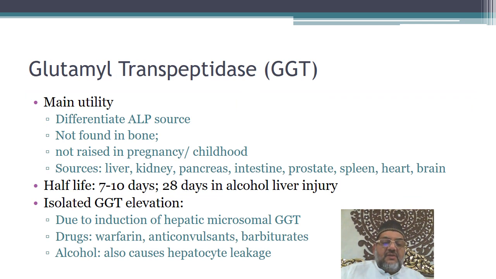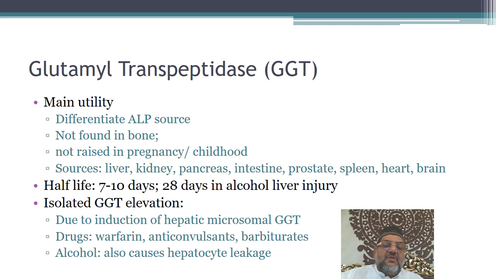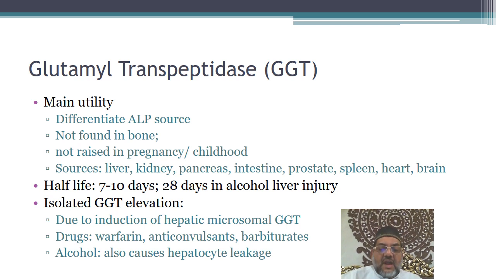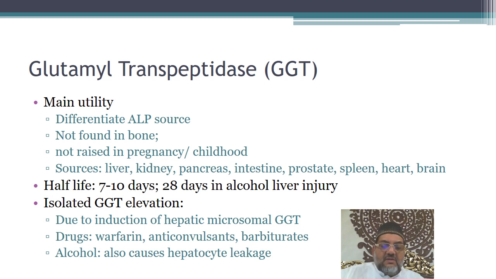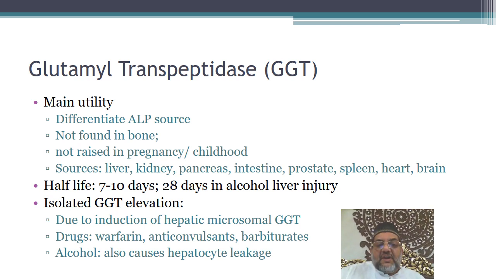Gamma GT's main utility is to differentiate the source of alkaline phosphatase, because it is not found in the bone, it is not raised in malignancy, neither is it raised in childhood. Its sources are liver, kidneys, pancreas, intestine, prostate, spleen, heart, and brain, but mainly it is present in the liver. If it is isolatedly elevated, it could be due to induction of the hepatic microsomal gamma GT. It could be because of drugs such as warfarin, anticonvulsants, and barbiturates. It is also isolatedly elevated in people who take alcohol.